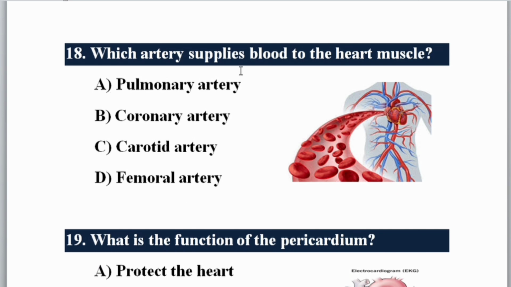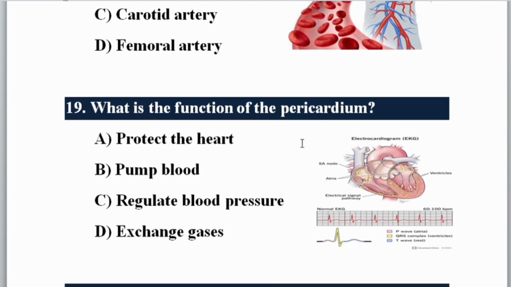Which artery supplies blood to the heart muscles? Alpha, pulmonary artery? No. Beta, coronary artery? Yes. Coronary artery supplies blood to the heart muscles.